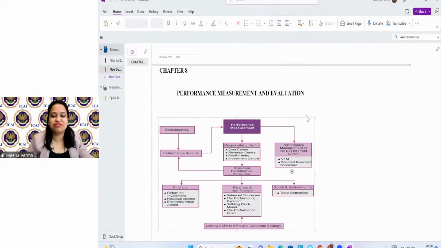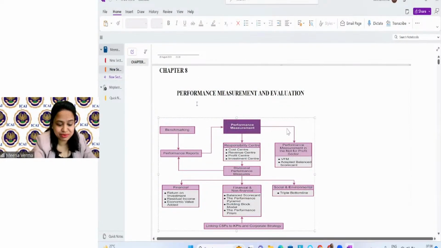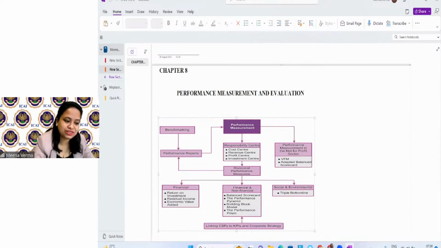So today we are covering a new chapter and the name of the chapter is what? Performance measurement and evaluation. So this is the name of the chapter. Now the question comes, what is this topic? What is this all about?